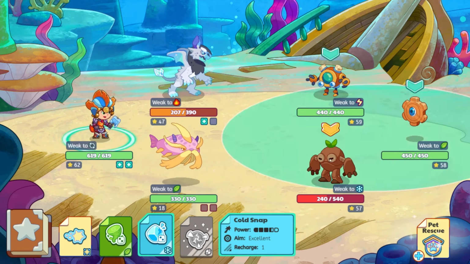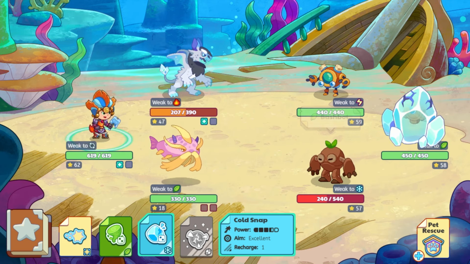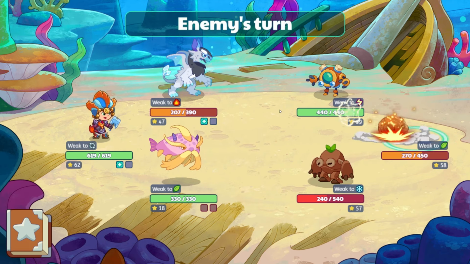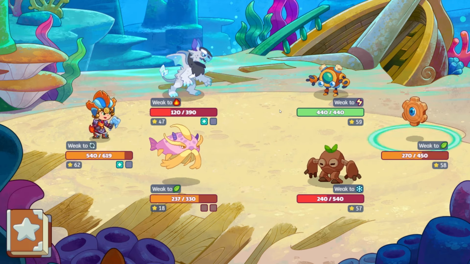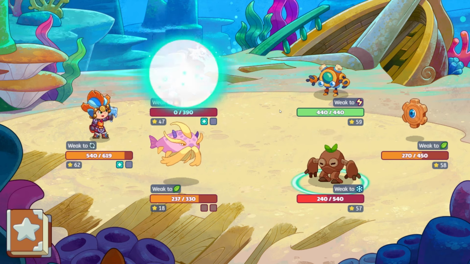All right, hopefully we get lucky. We hit this Bash Bot. And we don't. There we go, that hits everyone. Hopefully we get some fumbles here. We definitely need the variability of attacks.